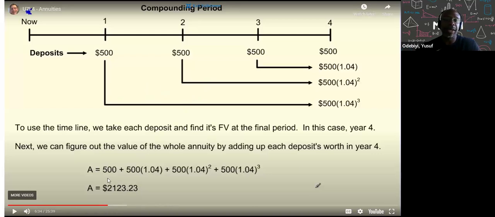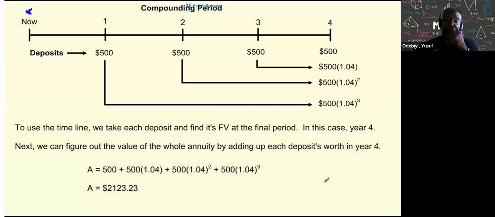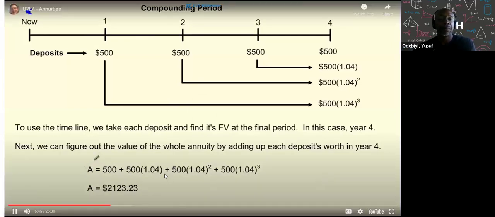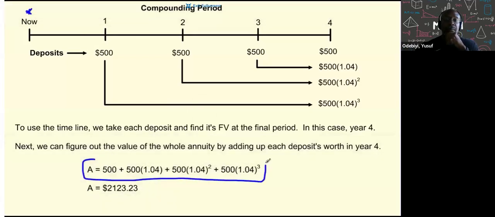Now we need to figure out how we can write this in a formula instead of just showing this chart. So this is what we're going to do in the next couple of minutes. We said it had to be at least $2,000, and you can see that we earned $123.23 in interest over those 4 years. Now, if we look at this right here, what does this look like to you?